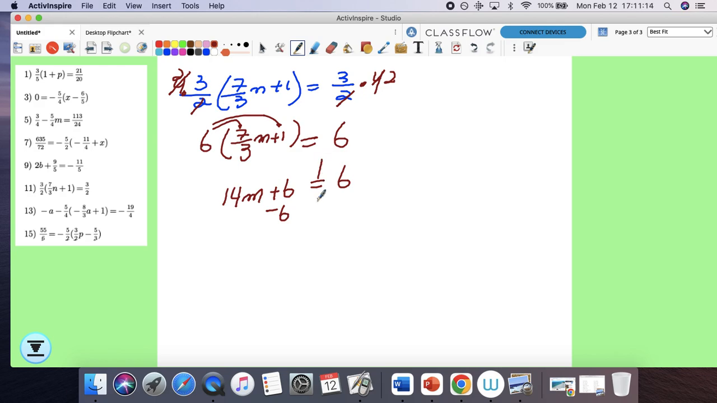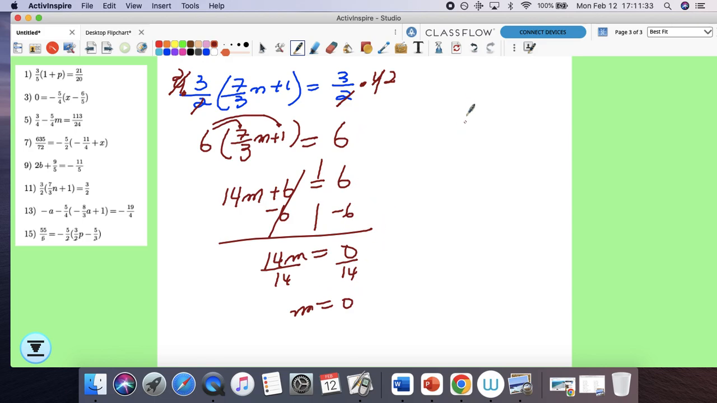Minus 6 here, so let me draw the line in the middle. The minus 6 here. 6 minus 6 is 0. This goes away, I get 14m. Divide by 14, divide by 14, m equals 0. Wow, you're going to love when m equals 0. That's the best answer possible.